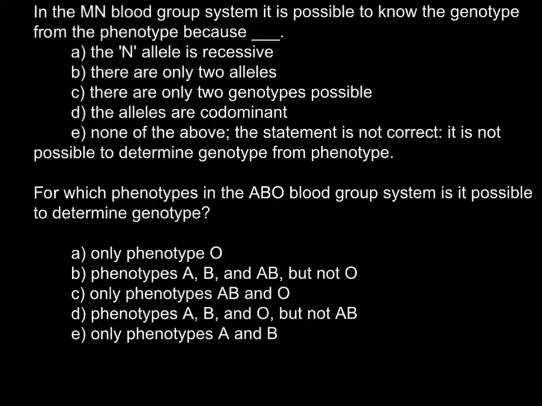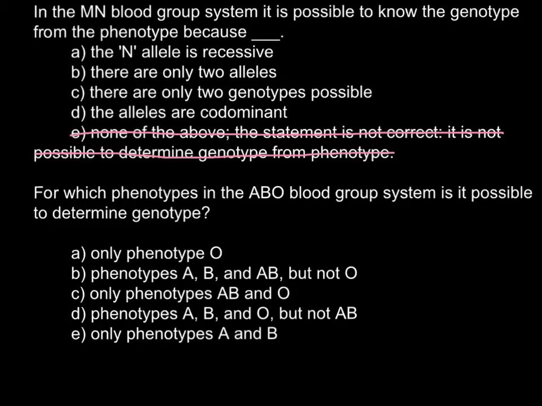In the MN blood group system, it is possible to know the genotype from the phenotype because... and I have a hint for you, this is not answer E, that is none of the above. The statement is not correct. It is not possible to determine genotypes from the phenotype. We can determine genotype from the phenotype here.